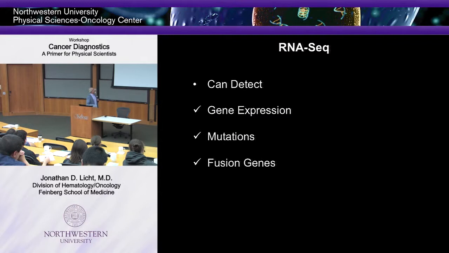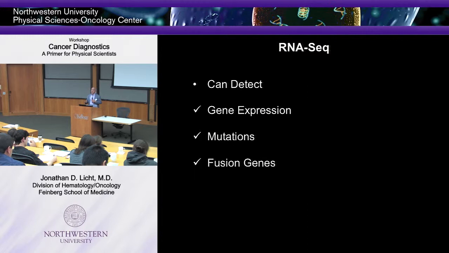The good idea of this is you can detect mutations, gene expression changes, and fusion genes all in one analysis. So if I have a very small amount of tumor DNA or a tumor sample, and someone asks me how I would analyze it, if I could only do one procedure, I'd probably do RNA-seq, because I have a chance of detecting mutations, aberrant gene expression, and fusion genes.